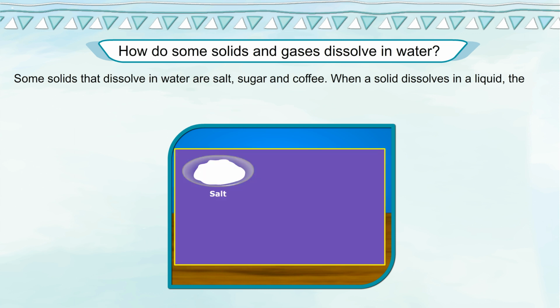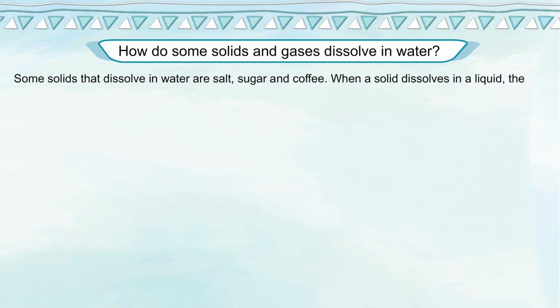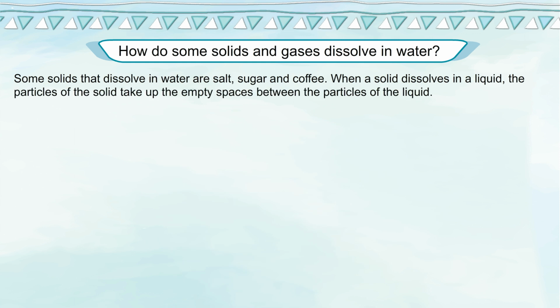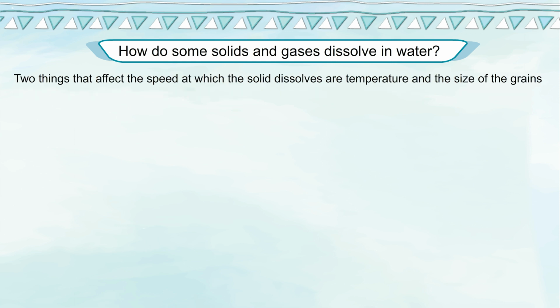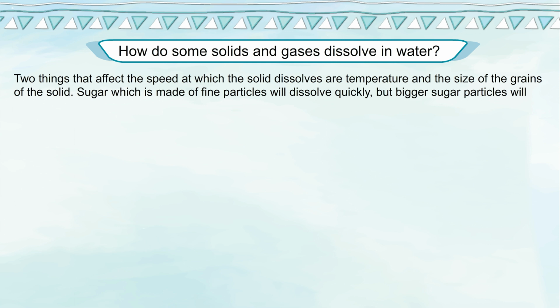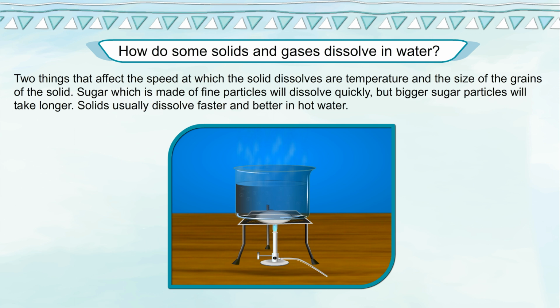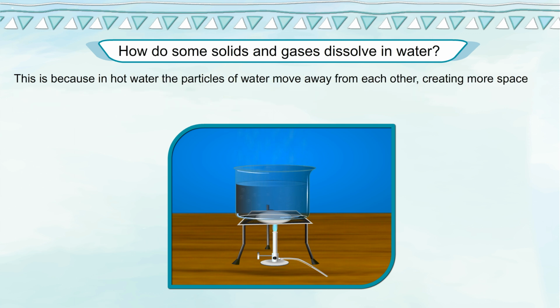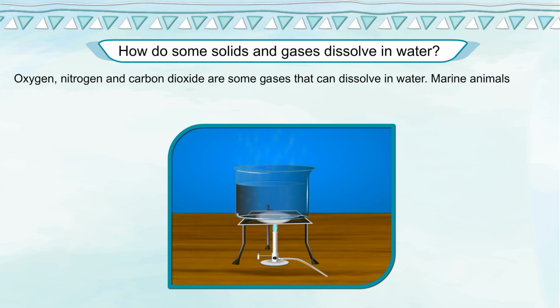Some solids that dissolve in water are salt, sugar, and coffee. When a solid dissolves in a liquid, the particles of the solid take up the empty spaces between the particles of the liquid. Two things that affect the speed at which the solid dissolves are temperature and the size of the grains of the solid. Sugar, which is made of fine particles, will dissolve quickly, but bigger sugar particles will take longer. Solids usually dissolve faster and better in hot water. This is because in hot water, the particles of water move away from each other, creating more space between them.